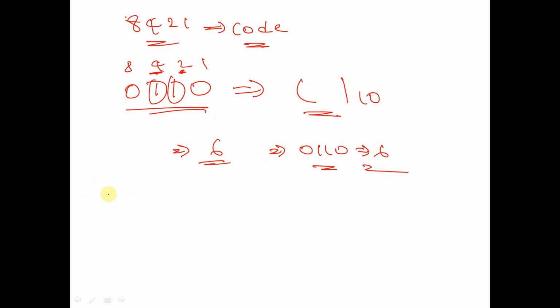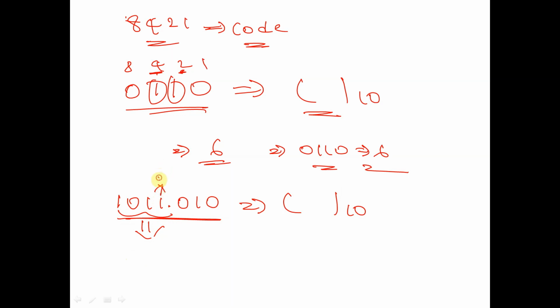And if we have any fraction, say 1011.010, and if we want to convert it into a decimal, then for the integer part we will follow the same method of adding the weights of each particular digit. It is 2 power 0, 2 power 1, 2 power 2, and this is 2 power 3. So 1 into 2 power 0, plus 1 into 2 power 1, plus 0 into 2 power 2, plus 1 into 2 power 3.